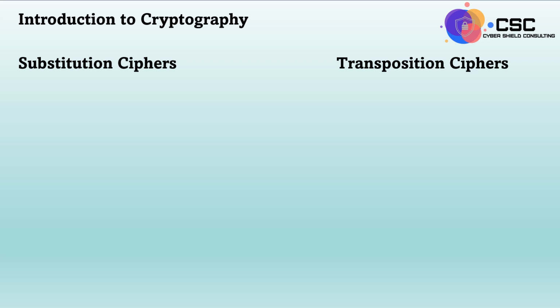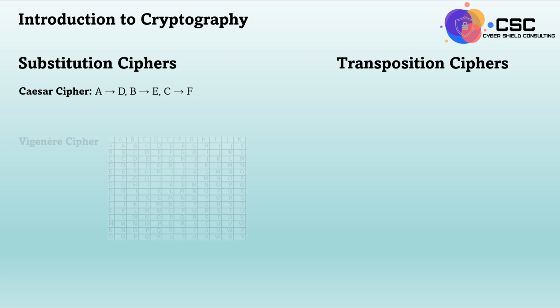Substitution cipher replaces each letter in the plain text with another letter or symbol based on a predetermined system. One of the most well-known substitution ciphers is the Caesar cipher. Caesar cipher shifts each letter forward in the alphabet by a fixed amount. If you think of an example with a shift of 3 places, A becomes D, B becomes E, and so on. A more advanced form of substitution is the Vigenère Cipher.